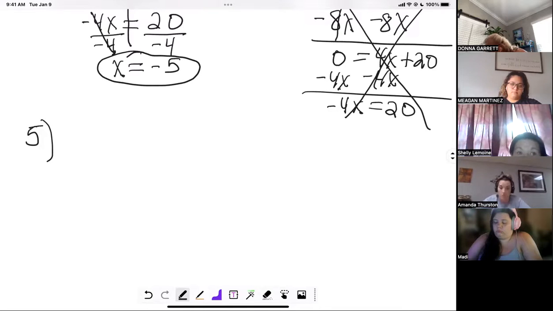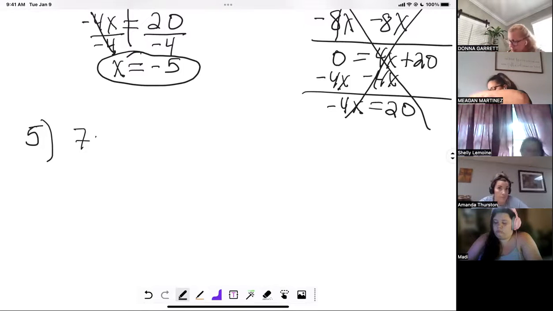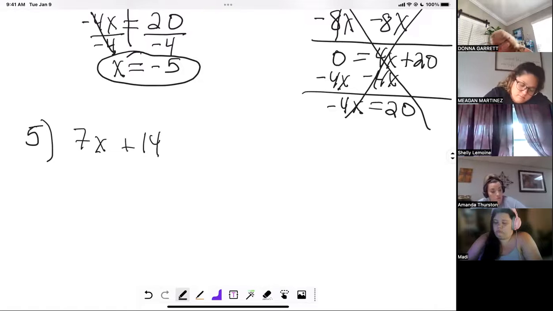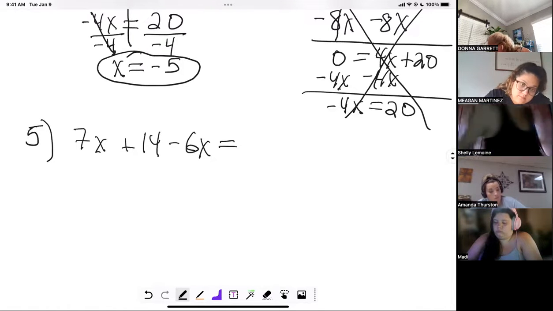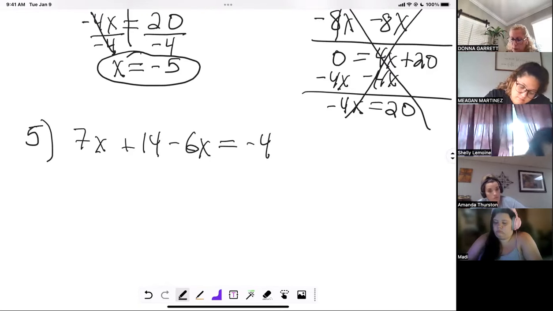Let's do, okay, let's try this. 7x plus 14 minus 6x equals -4 minus 10. So there's no parentheses at all, nothing.